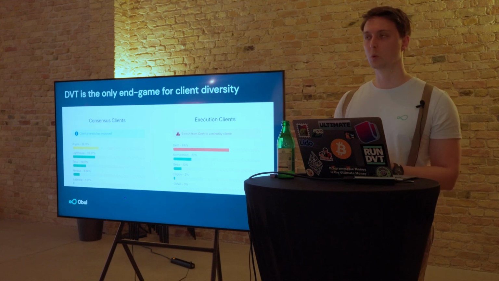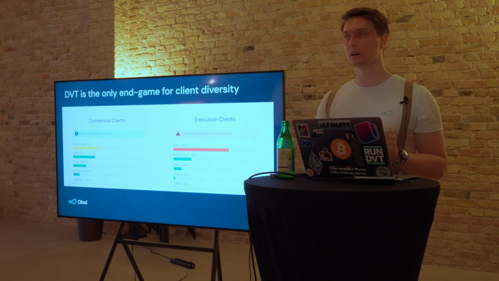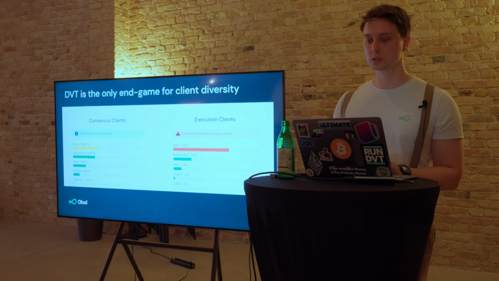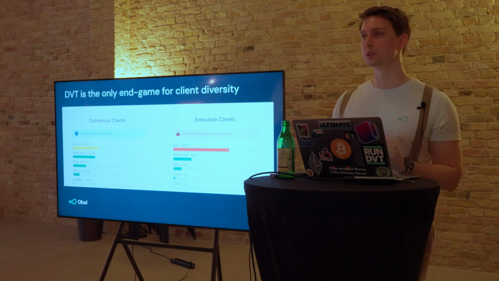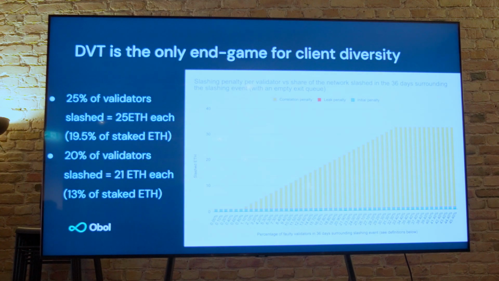And if you think about the worst case scenario, which is that there's some kind of mass slashing event as a result of a bug on one of these clients, again, it's something that never should happen, but Ethereum does have correlated penalties for slashing. So if you're getting slashed by yourself, you're going to lose 1 ETH per validator. But if you're getting slashed at the same time as a bunch of other people, you're going to lose a lot more than that. So if you're getting slashed at the same time as 25% of validators, you're going to lose 25 ETH per validator.